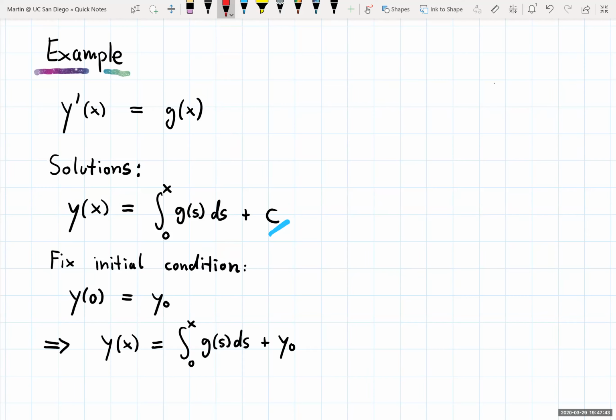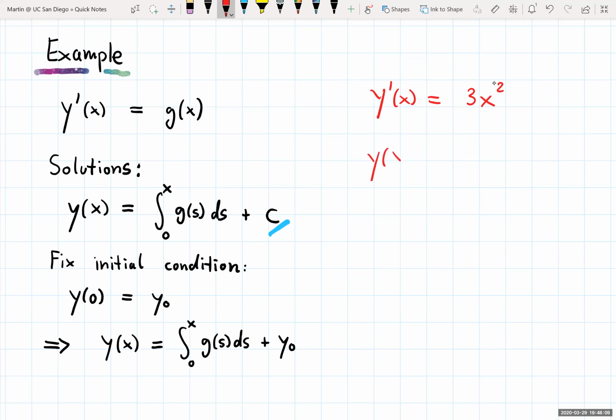So let's do an illustration of that. Let's say I have the differential equation y prime of x equals, let's say, 3x squared. What is the solution to that differential equation? What is the general solution to that differential equation?